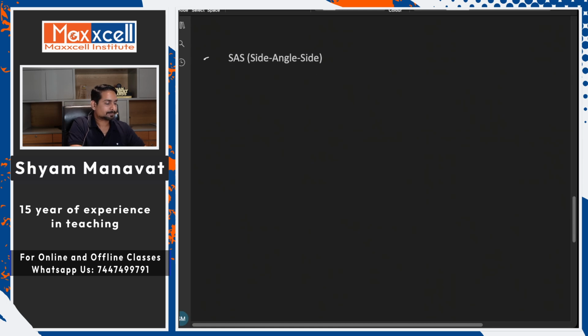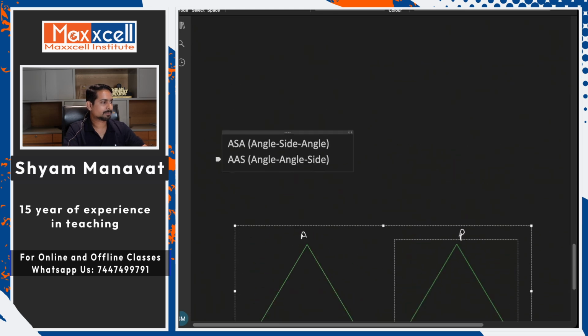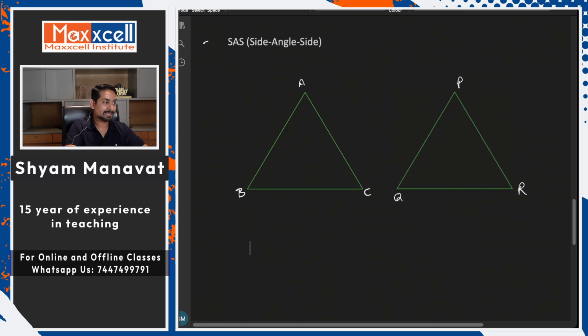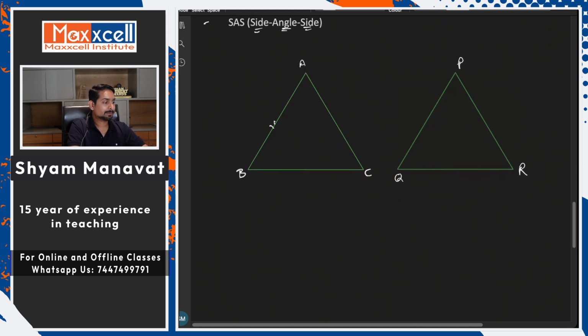What does it mean? Suppose you have two triangles, and side angle side means two sides and the angle between those two sides are equal. Let's say side AB is equal to PR. All right. Now let's say side BC is equal to PQ.